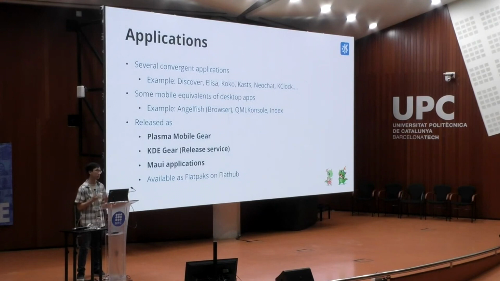Those need to be fixed pretty often. We do a lot of work on those. So basically, we have this separate release cycle called Plasma Mobile Gear, which happens every 2 months. And then we have the normal KDE Gear release service, which is where most desktop apps are released through. And I believe that's every 4 months.